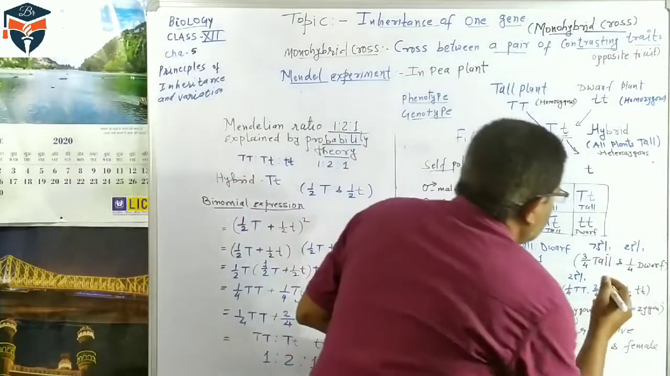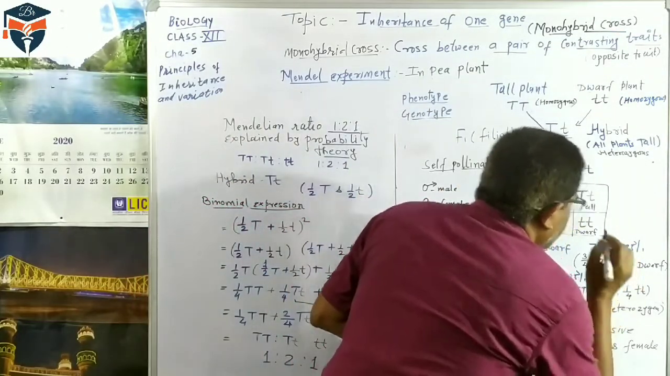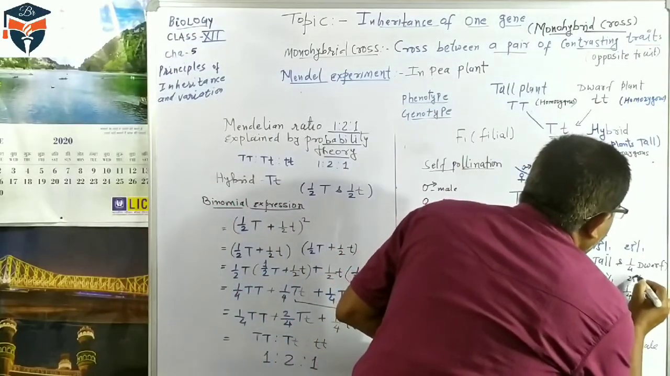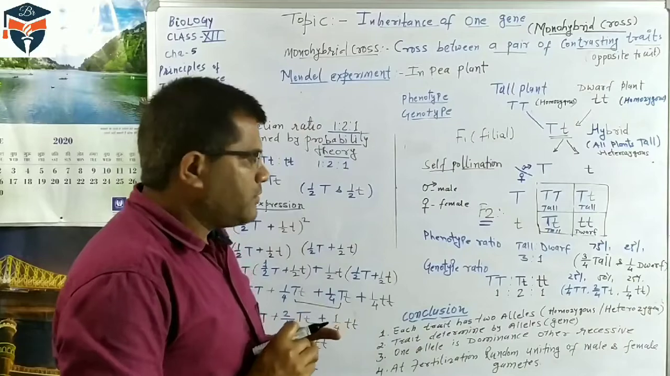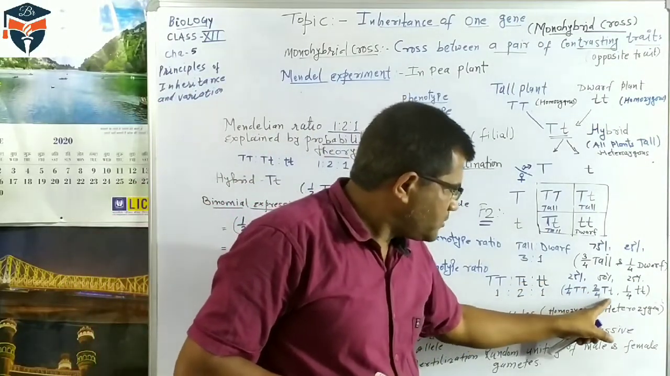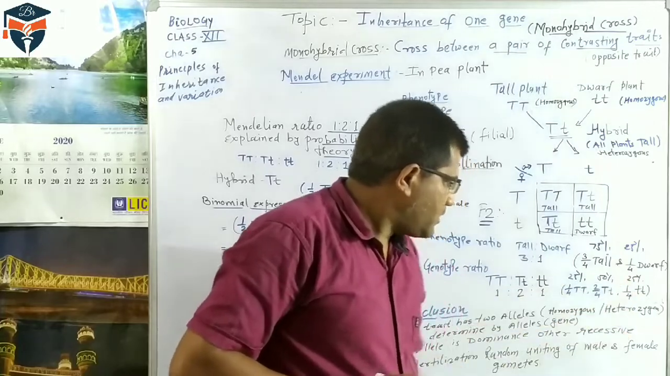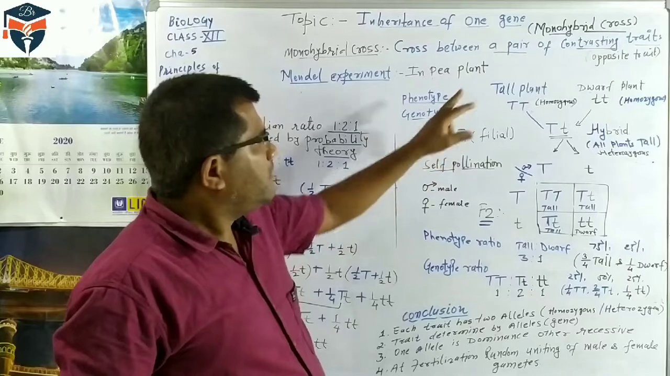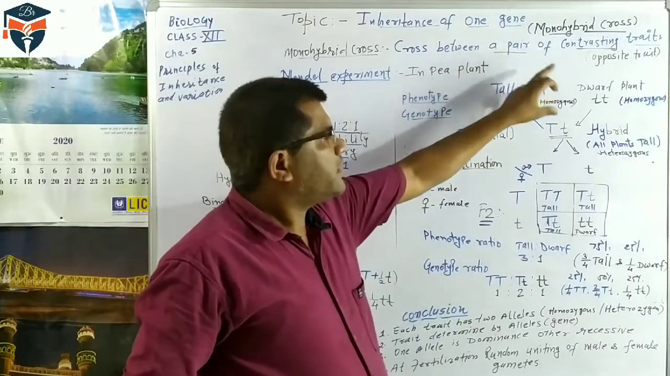Heterozygous condition is about 50%, capital T, small t, and 25% are homozygous recessive character. So 1/4 capital T, 2/4 capital T, small t, and 1/4 small t. So in monohybrid cross, what to understand? Cross between a pair of contrasting character.